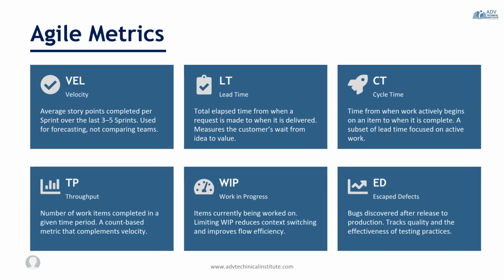Work in progress represents the amount of work currently being worked on. Agile teams often limit work in progress to prevent multitasking, reduce bottlenecks, and improve flow. Less work in progress often means faster delivery and better focus.